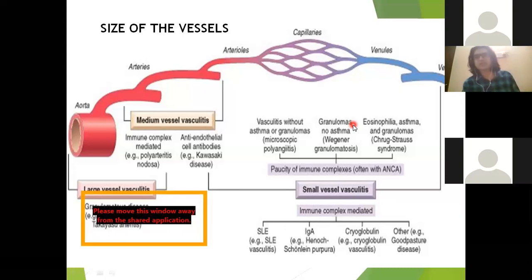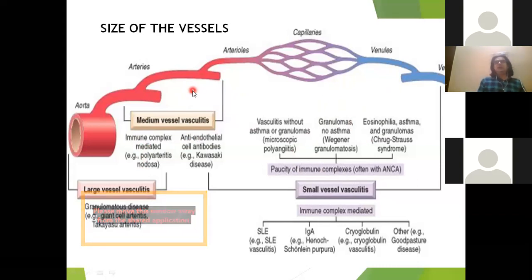Okay. So this is the summary of the small vessel vasculitis. Now we come to medium vessel vasculitis. In medium vessel vasculitis, polyarteritis nodosa is immune complex mediated, right? And the thing which you need to know about polyarteritis nodosa is that it does not involve the lung, right? Apart from lung, it can involve any other organ system.